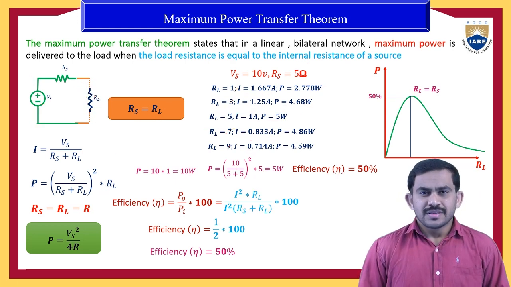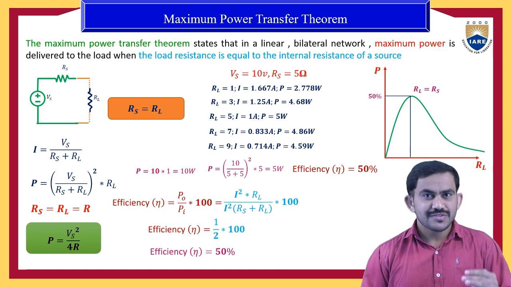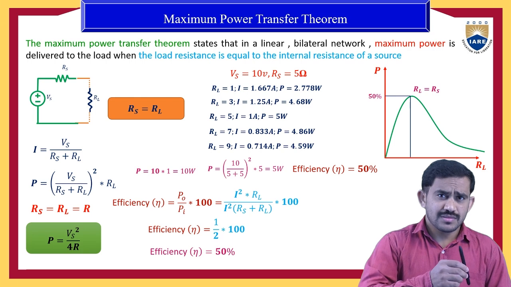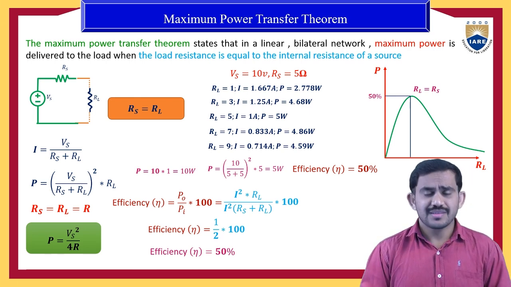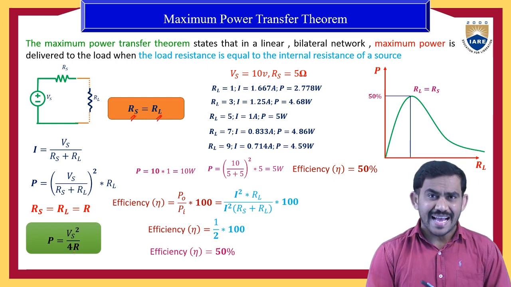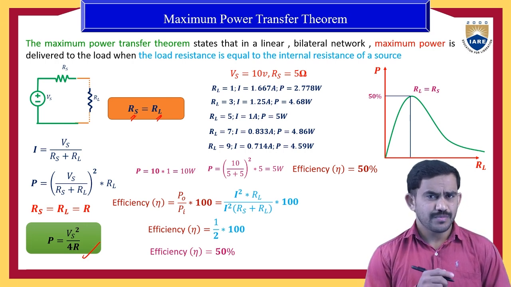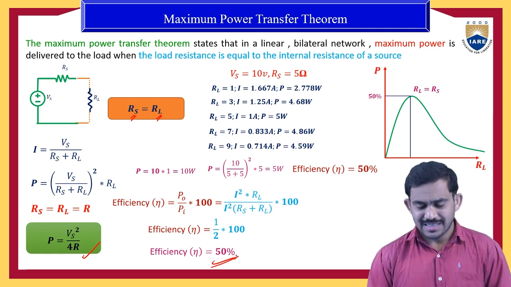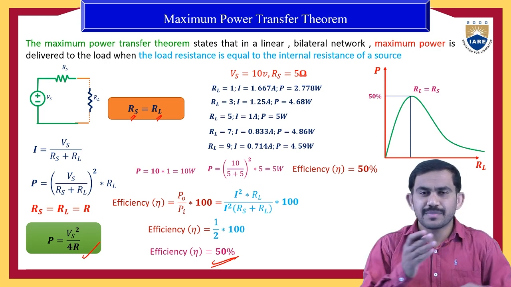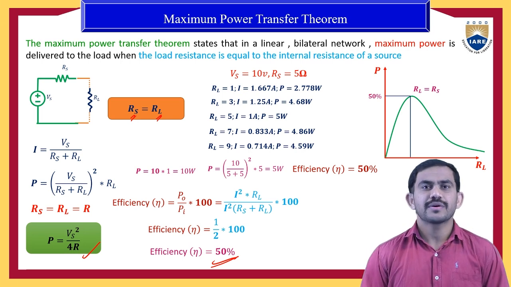I conclude this session. The maximum power transfer theorem says that in any linear network, the maximum power is transferred to the load when the load resistance is equal to the source resistance. So the condition is RS equal to RL. That is your main condition. Your maximum power is P equal to Vs squared by 4R, and your efficiency is only 50%. Your graph has load resistance on the x-axis and power on the y-axis, and the curve peaks at the point where RS equals RL. So this is about the maximum power transfer theorem.